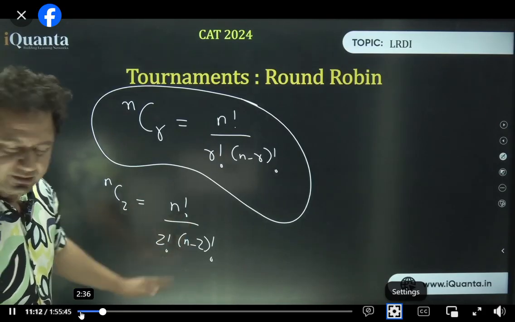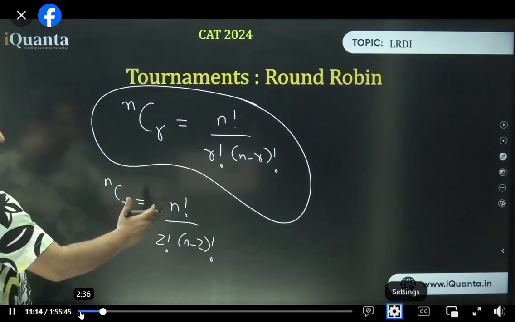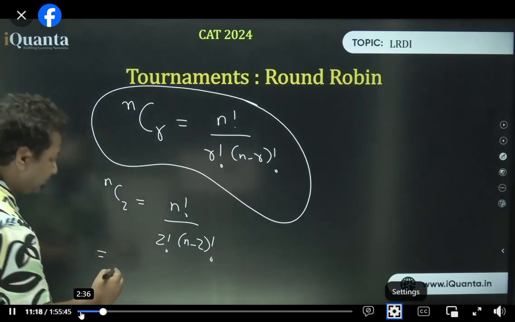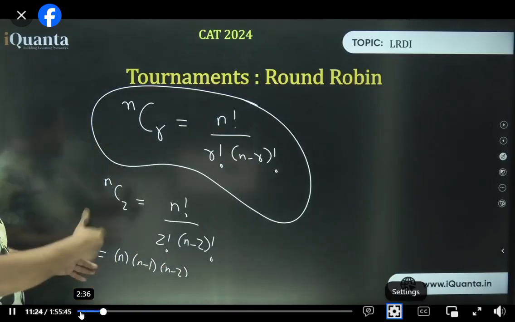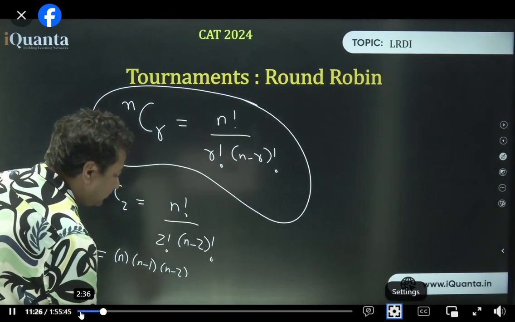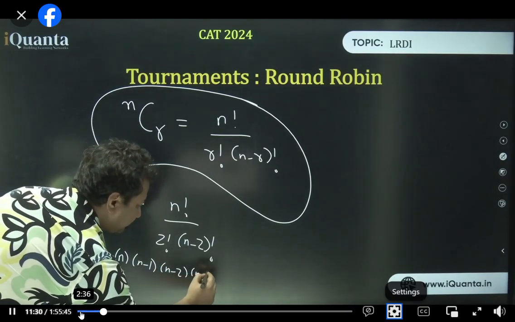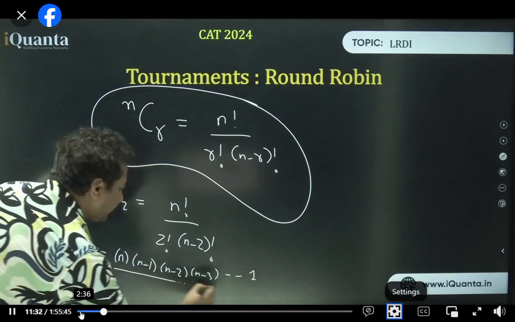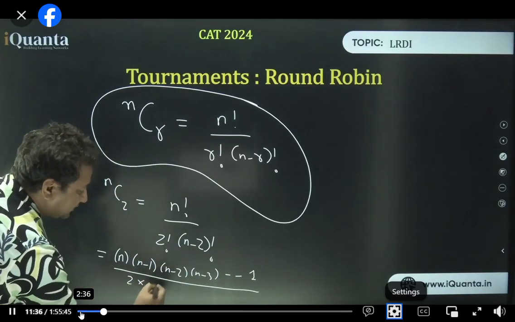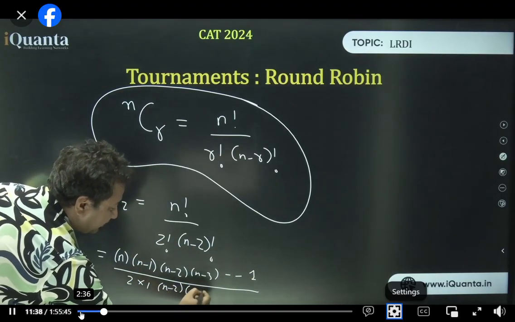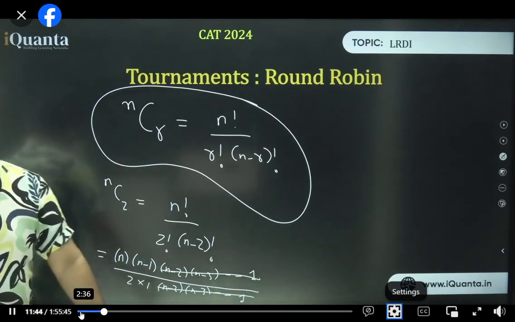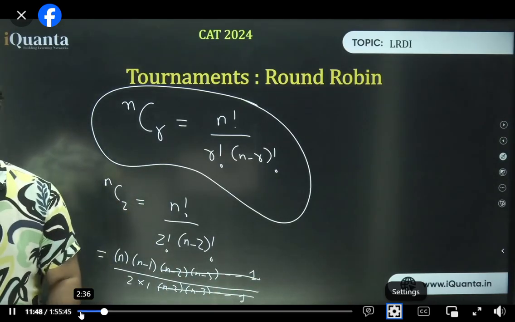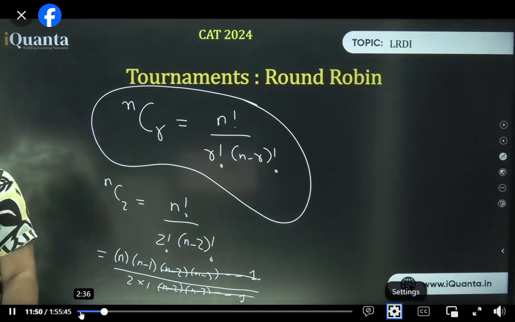Do you want me to solve it further? Factorial n is the product of n natural numbers starting from 1. So we'll have n multiplied by n minus 1, multiplied by n minus 2, multiplied by n minus 3, and so on, till 1. Whole upon factorial 2 is 2 into 1, and this is factorial n minus 2, which means n minus 2 into n minus 3 till 1. So as you can see, these things get cancelled out. All we are left with is n into n minus 1 upon 2. Perfect.